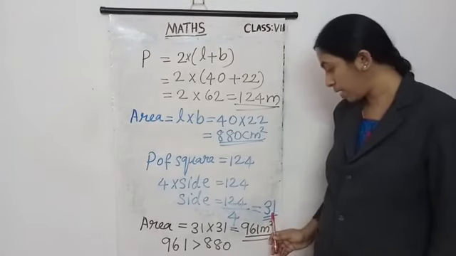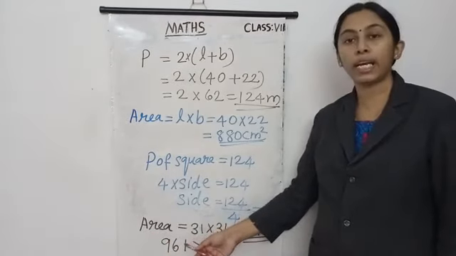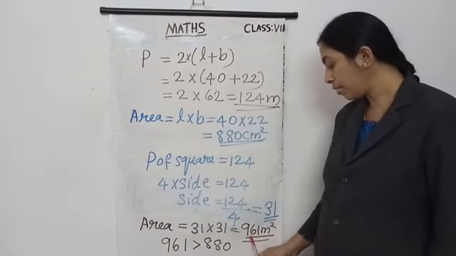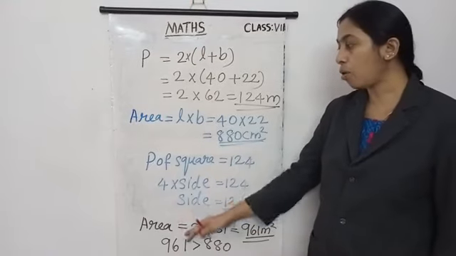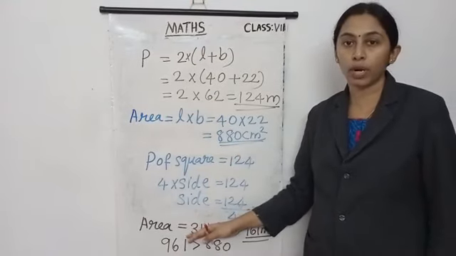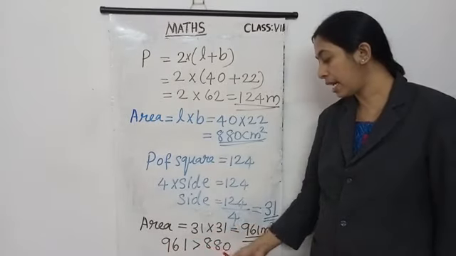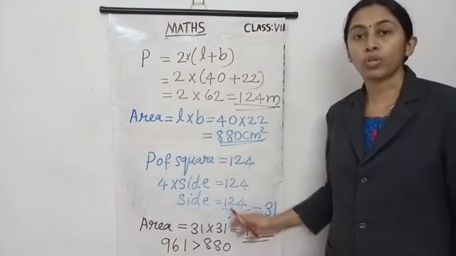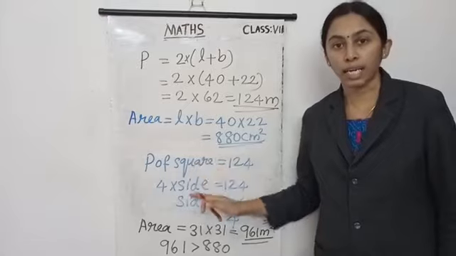So not centimeter, meter. Now find its area. Area is equal to side into side. That is 31 into 31. After multiplication we get 961. Now compare the area of both the rectangle shape and the square shape. So 961 is greater than 880. 961 is the area of the square. So the square has more area than the rectangle.